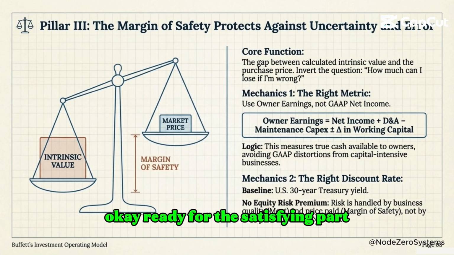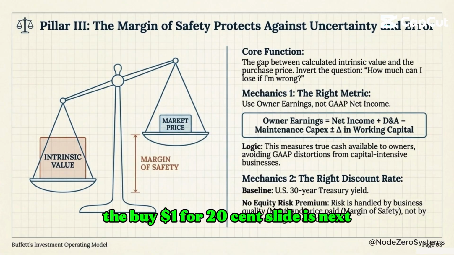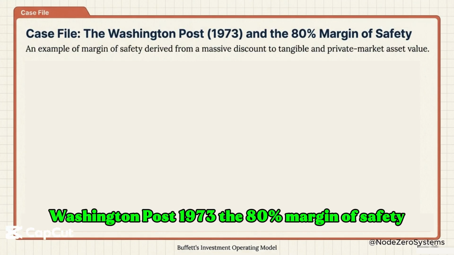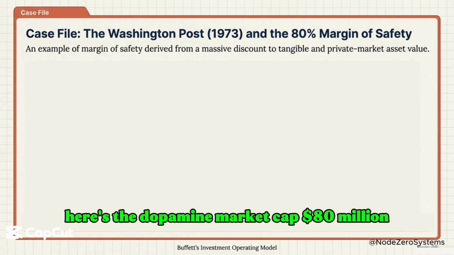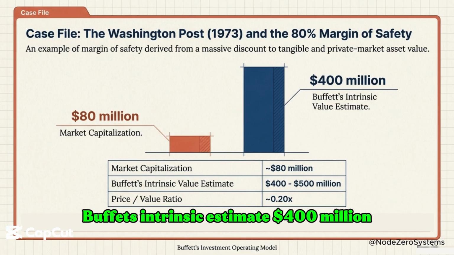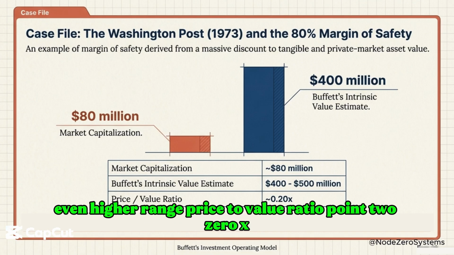Okay, ready for the satisfying part? The buy a dollar for 20 cents slide is next. Washington Post, 1973, the 80% margin of safety. Here's the dopamine. Market cap, $80 million. Buffett's intrinsic estimate, $400 million, even higher range.